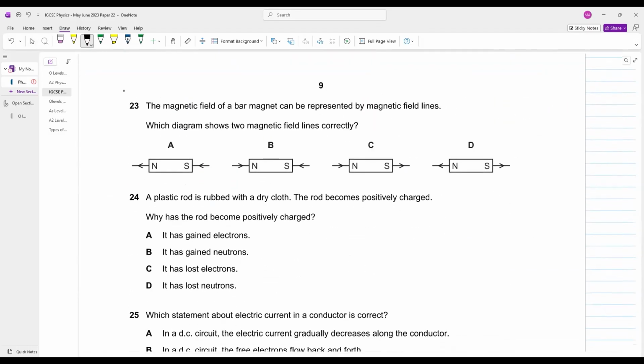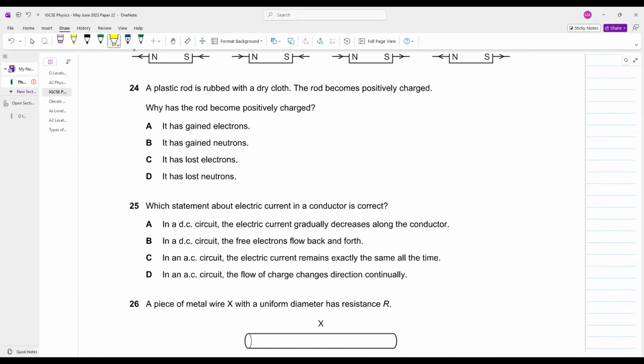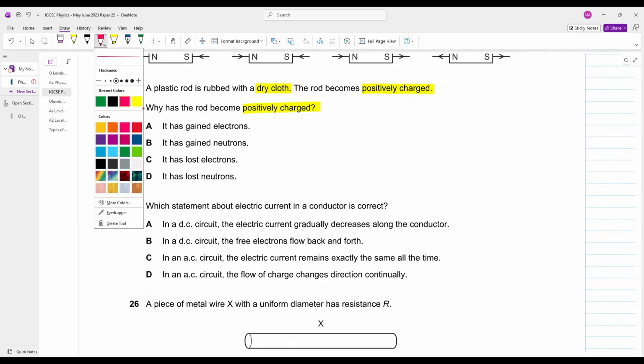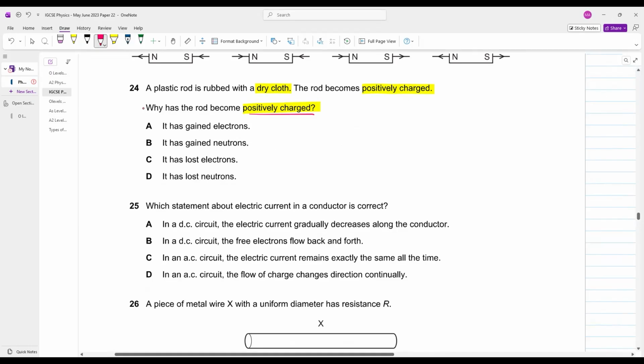Let's move ahead. Which diagram shows two magnetic field lines drawn correctly? Magnetic field lines always emit from the north and go inside the south. A is your answer. A plastic rod is rubbed with a dry cloth. The rod becomes positively charged. Why has the rod become positively charged? Yes, why did the rod become positively charged, beta? Anything becomes positively charged if it loses electrons. C is your answer. The answer to 24 turns out to be C.